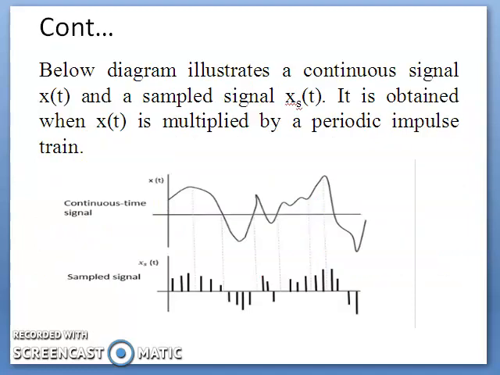Consider this is my continuous signal x(t), and this is my discretized signal. This is known as the sample. The time gap between these two samples is known as the sample time. The below diagram illustrates a continuous signal x(t) and a sampled signal xs(t). It is obtained when x(t) is multiplied by a periodic pulse train. Fine.